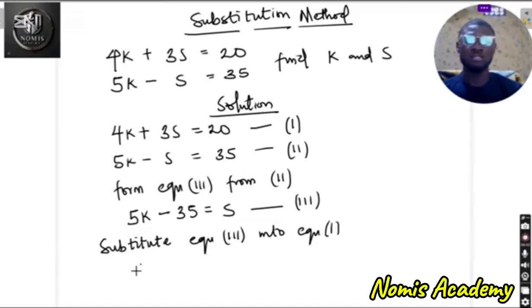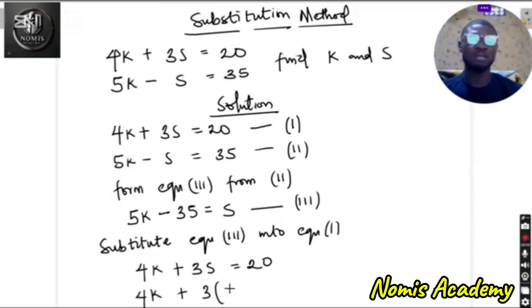So equation 1 says 4k plus 3s equals to 20. So I will now substitute s for 5k minus 35. So it becomes 4k plus 3 open brackets, now the value of s, 5k minus 35, close brackets, equals to 20. So this is now what I have. So I'll have to open this bracket now.